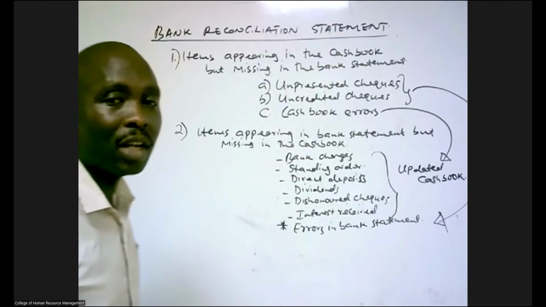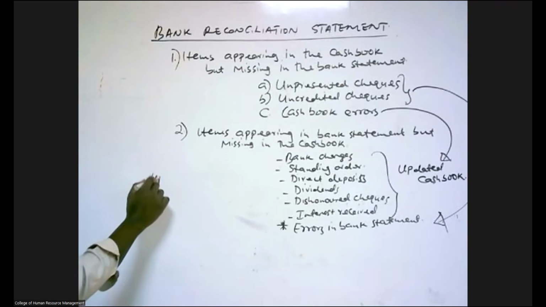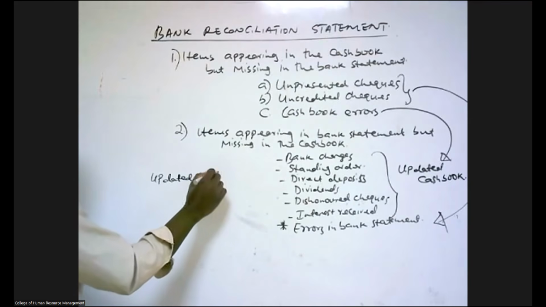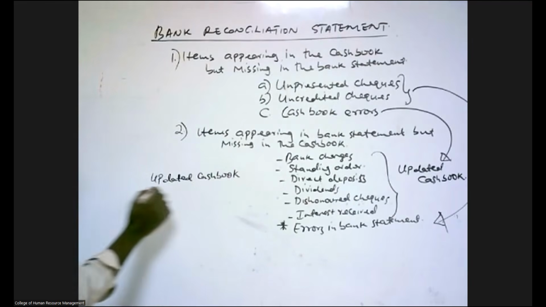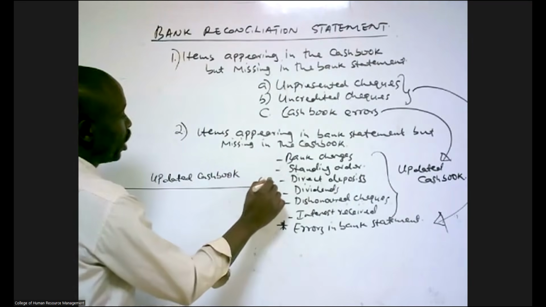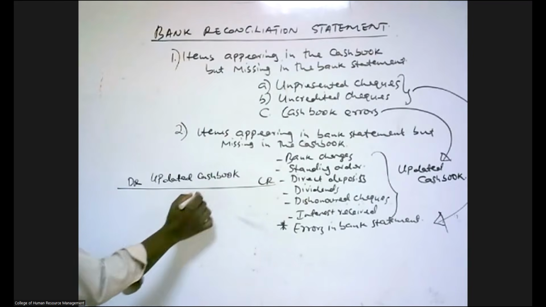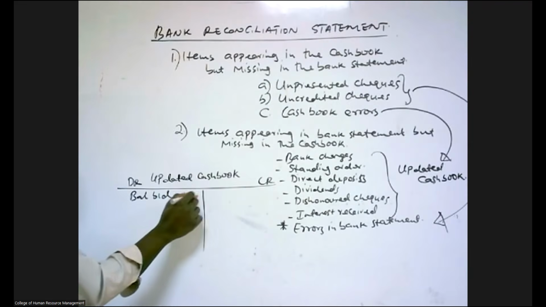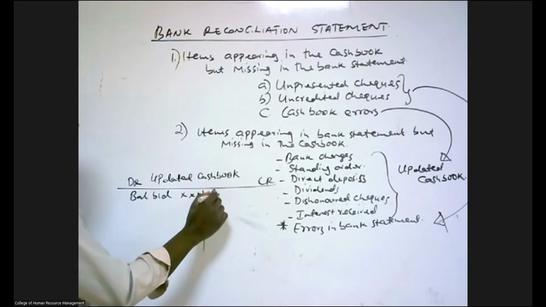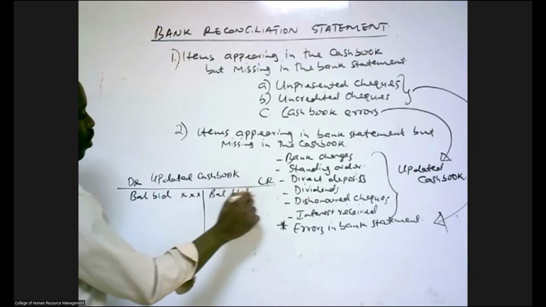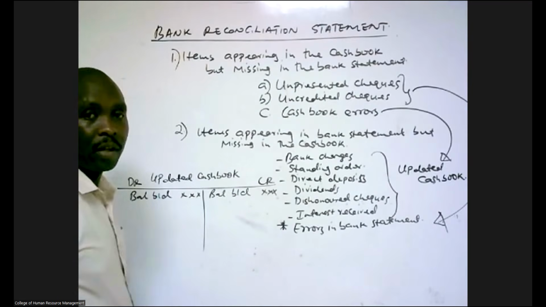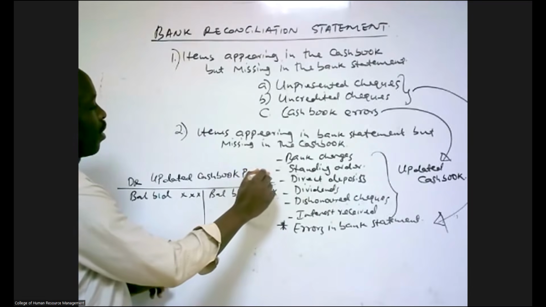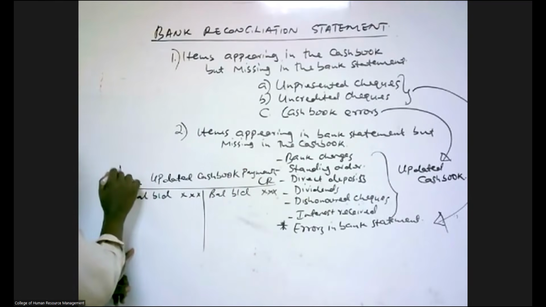So your updated cash book will be a simple T account whereby you start with the balance brought down if it is a debit balance, or if it is a credit balance, you put it on the credit side. Then this side records the payments. This one records the receipts.